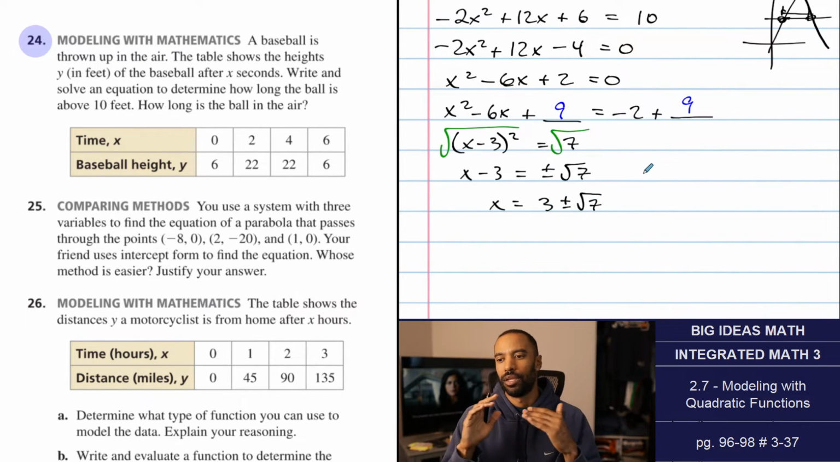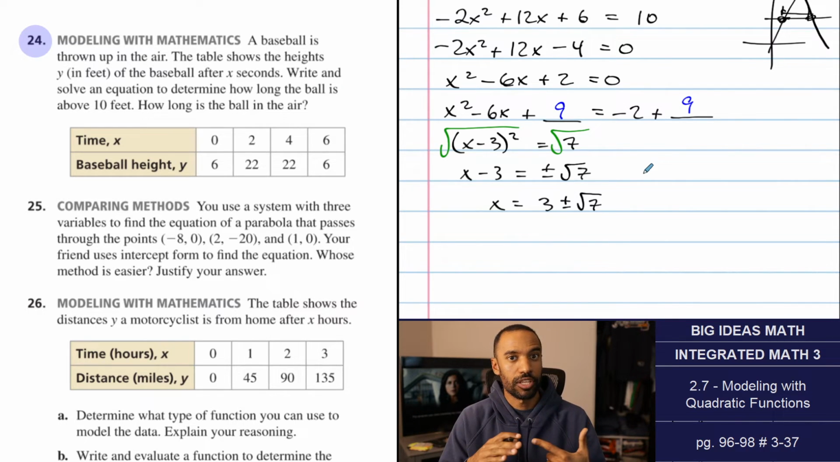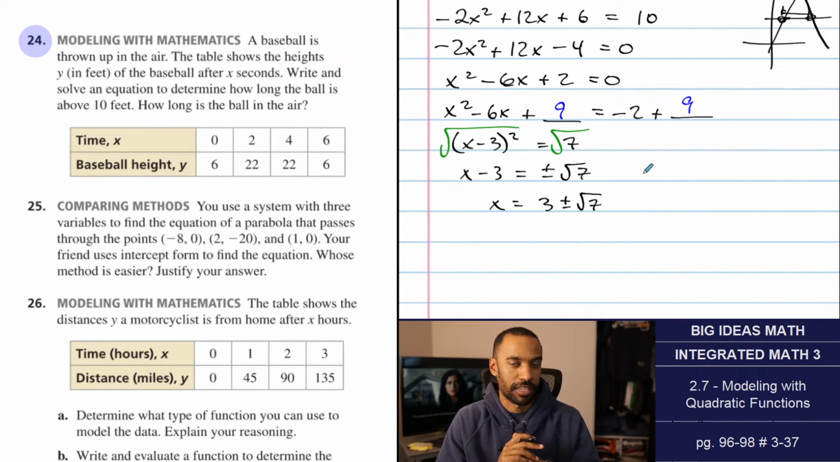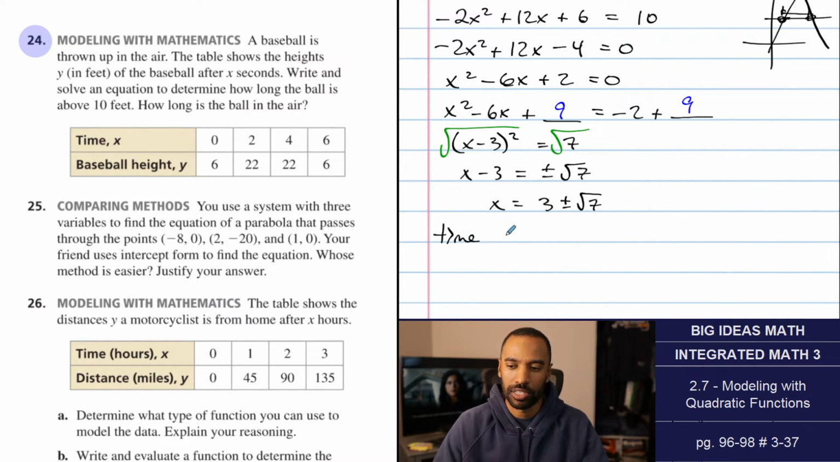Now, 3 plus root 7 is some number, 3 minus root 7 is some number, and we actually have to find the difference between the two. So I'd rather not round early. I'd just try to figure out the time that we're 10 feet in the air or more, above 10 feet, is going to be 3 plus root 7 minus 3 minus root 7.